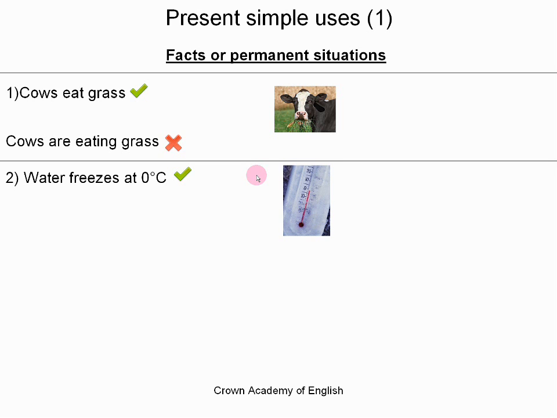We do not say water is freezing at 0 degrees centigrade. That is grammatically correct, but the meaning is wrong. Okay, because this is a fact, and we mean to say that water always freezes at 0 degrees centigrade, so we use the present simple. Let's have a look at another example.